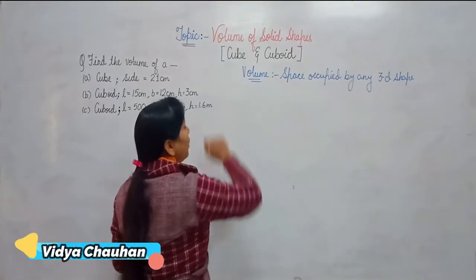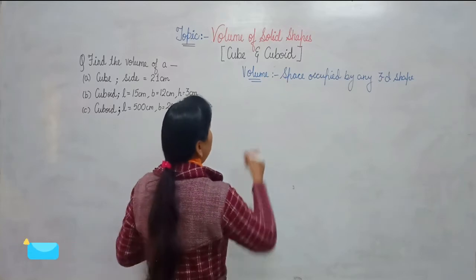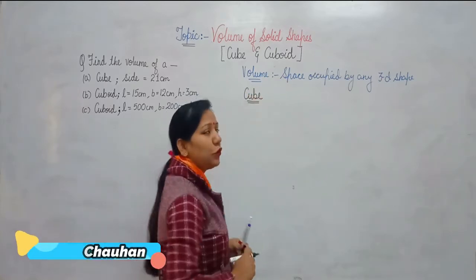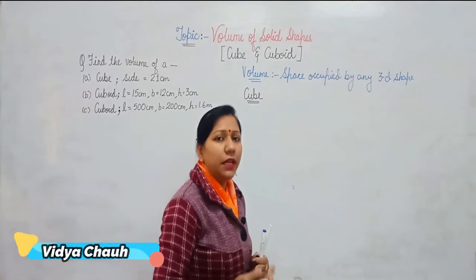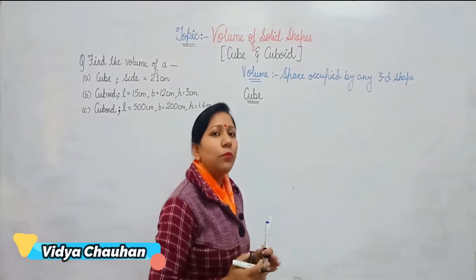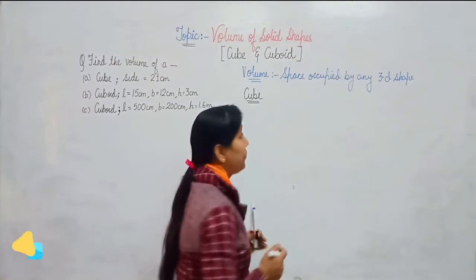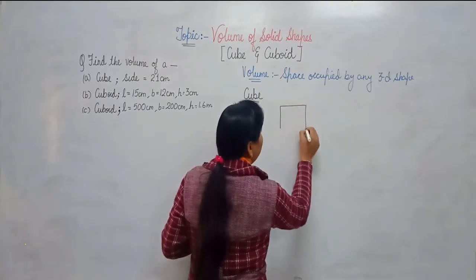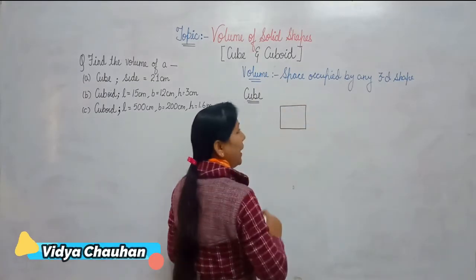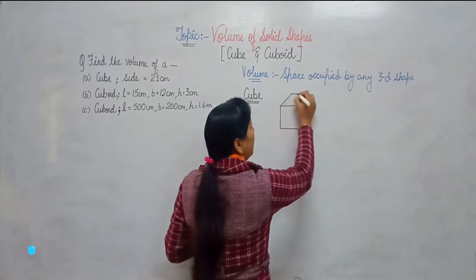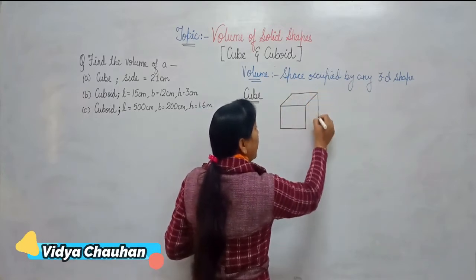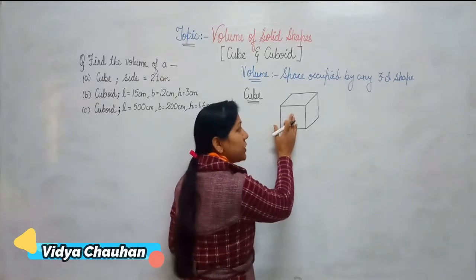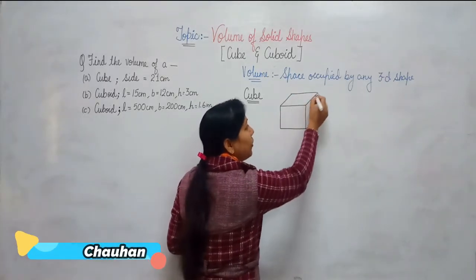After that, if we talk about the volume of cube and cuboid, first let's take a cube. As I told you, a cube is a 3D shape made from the shape of a square. To draw a cube, first you make a frame of a square. After that you have to extend it, that means you make its height. So earlier it was a square and now it becomes a 3D shape called a cube.